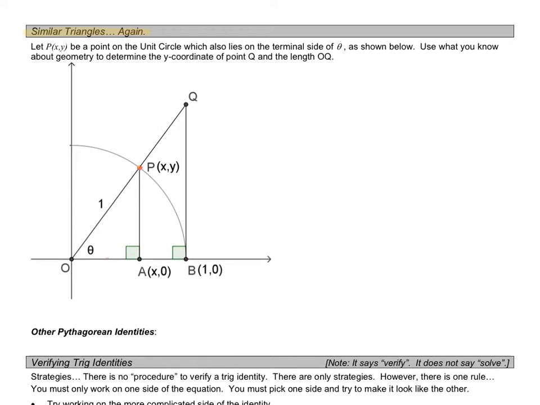Okay, so use what we know about geometry to determine the y-coordinate of point Q and the length OQ. So these are the two things we have to determine. We have to determine this length right here and this length right here. So that's what we're going to try and do right now.